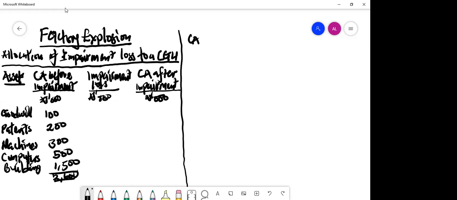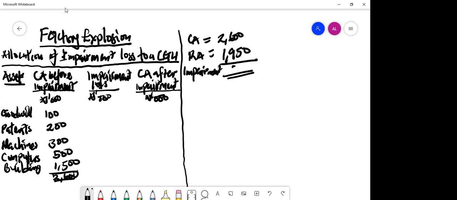Okay. So how will I know that this asset has been impaired? I quickly say carrying amount is how much? 2,600. The recoverable amount is how much? So I will ask the question. What's my recoverable amount? He said an impairment review reveals a net selling price of 1.2 for the factory and value in use is 1.95. So which one is the higher? Obviously, it's 1.95. That is the higher. So that is my recoverable amount. So this will give me the impairment loss. Okay. So that should be 650.